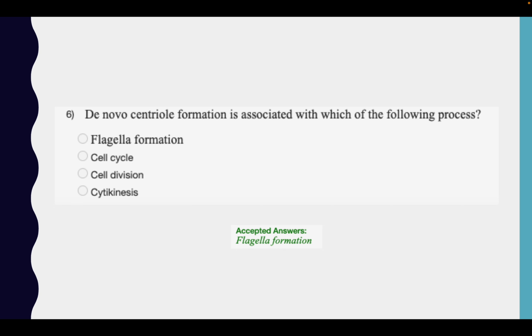So when centriole duplicate, you are right that cell cycle involves this, but is associated with which of the following processes? Centriole duplication occurs during the S phase of the cell cycle, that is true. But de novo centriole formation is associated with which process? It is different. Okay. That is centriole duplication happens. Now it is formed from new, the centriole formation is taking place. Okay, that happens in the flagella.